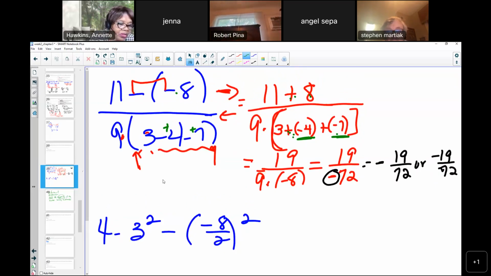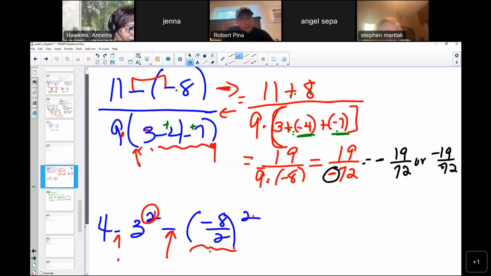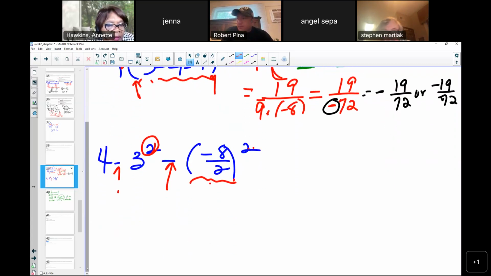All right, so let's go to this problem. With this problem, let's just go through and see what operations we have. We have a subtraction, exponents, subtraction. Now here we have a parenthesis with division and an exponent. But we do know that parentheses come first and then exponents. We know that subtraction is a lower level operation, so it would be last, okay?